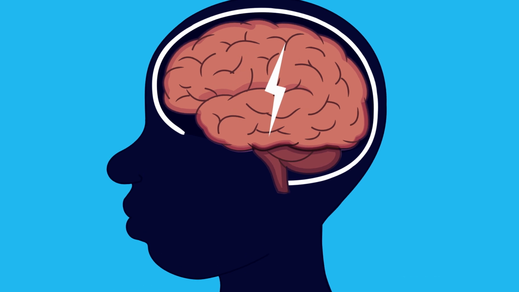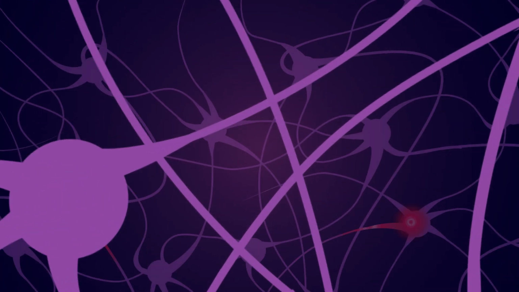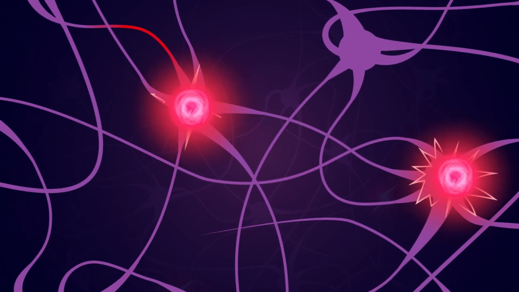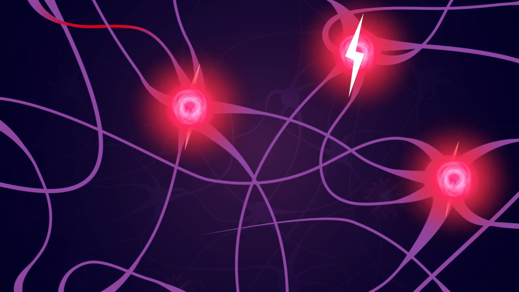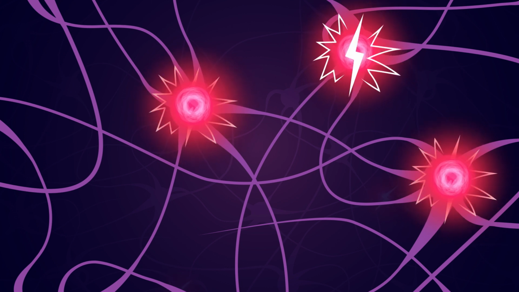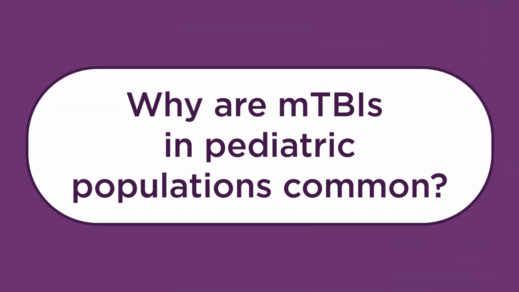The camera zooms inside the brain, revealing lines extending in all directions from circles. The circles flash red, and a lightning bolt appears. These translational and angular motions stretch the neurons, triggering a complex cascade of ionic, metabolic, and physiologic events, often resulting in microscopic axonal dysfunction. So why are mTBIs in pediatric populations especially common?